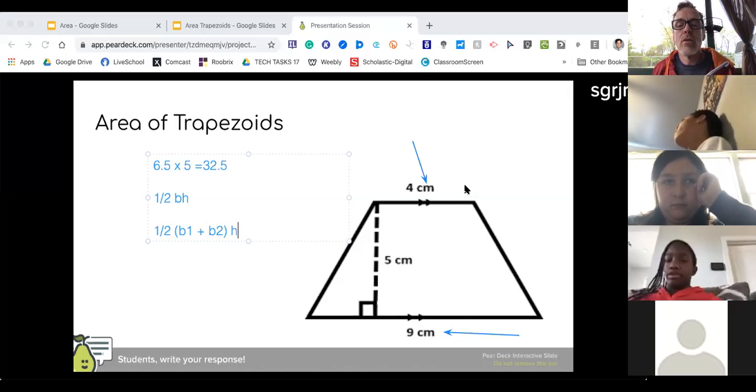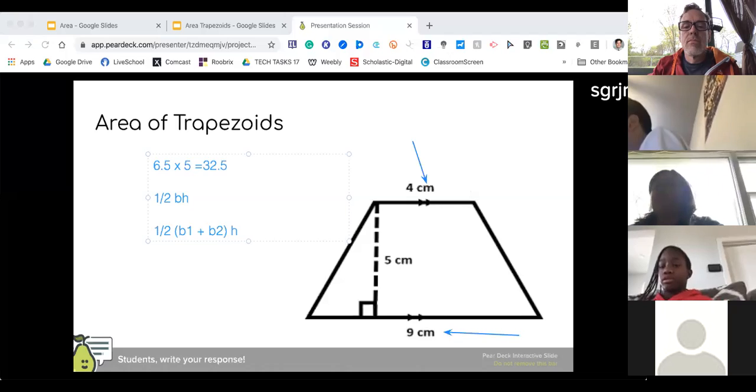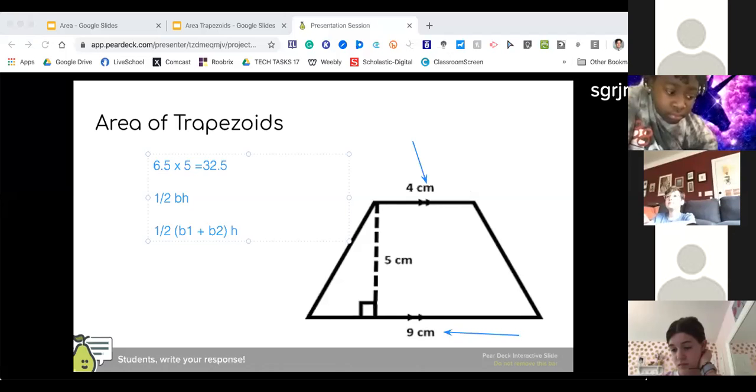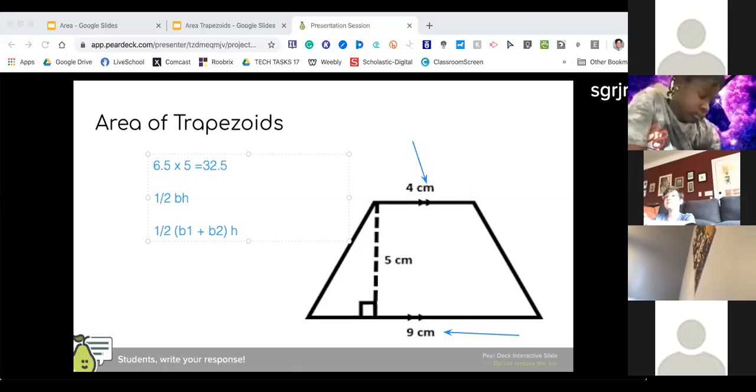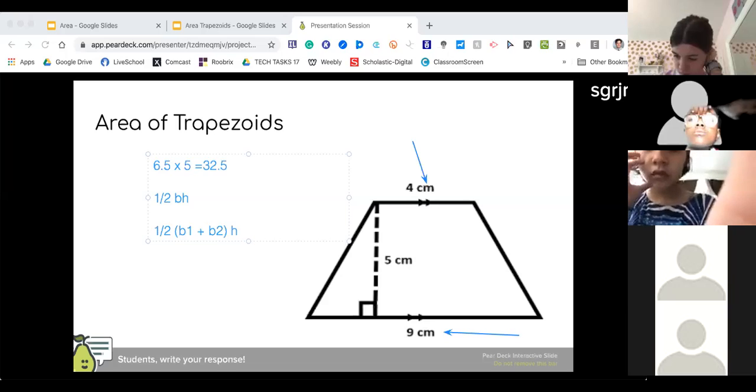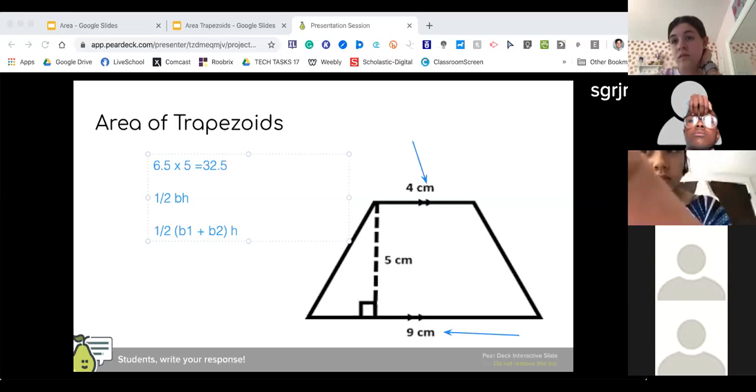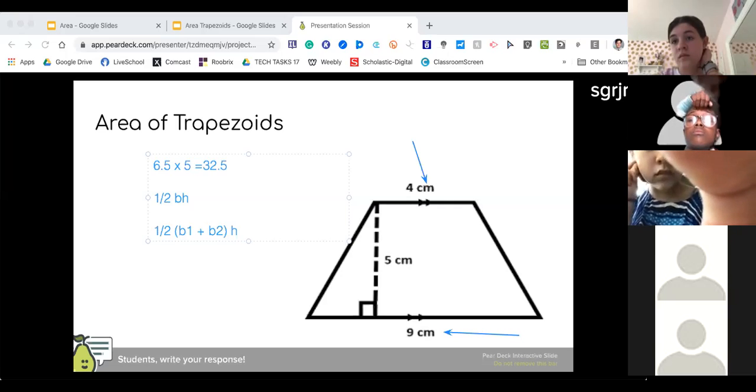So you have to add 9 and 4, which is 13. Then divide that by half, and that's 6.5. And then you multiply that by 5. That's correct. Mason, are you there? Okay, Ashley, can you answer this question for us?